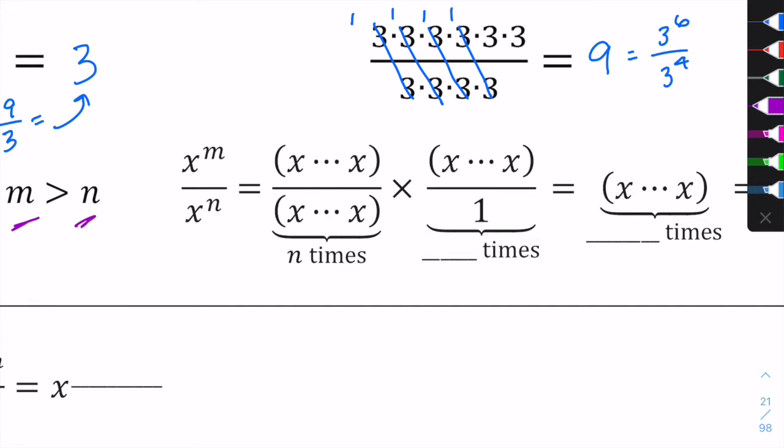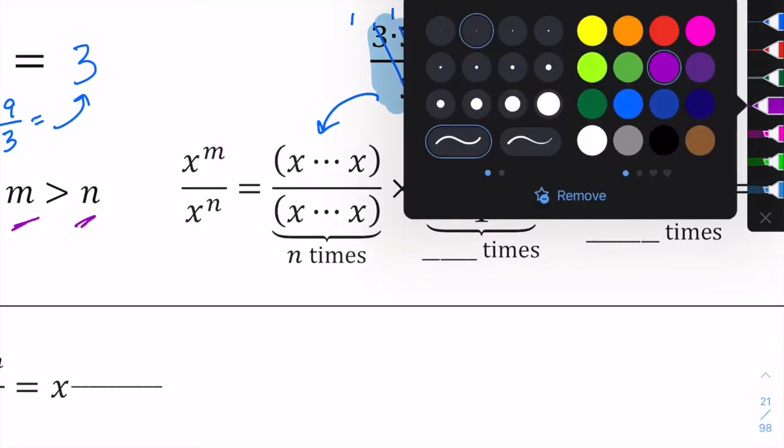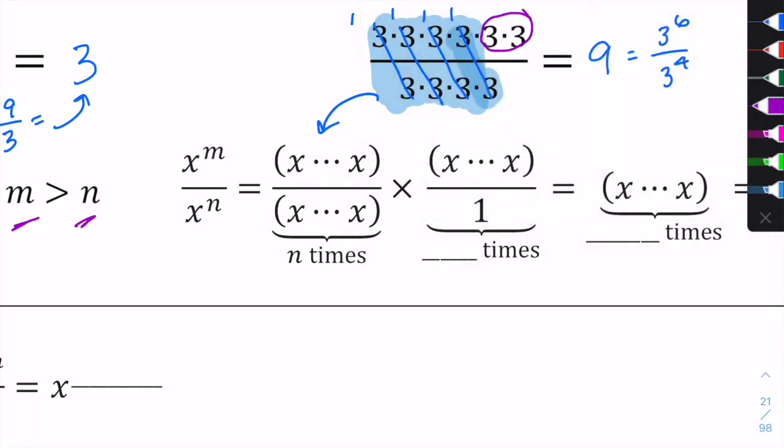If I compare this to the example up above, there were 6 up top, 4 on the bottom. So it's like we could have put 4 factors of 3 all together in a first fraction, and then multiplied that by however many were left over just 1. And so in the example above, there would have been 2 factors of 3. But if we don't explicitly know there were 6 of them and 4 of them, if we just had m and n, how many factors must be left over? Well, that must be m minus n factors that were left over.